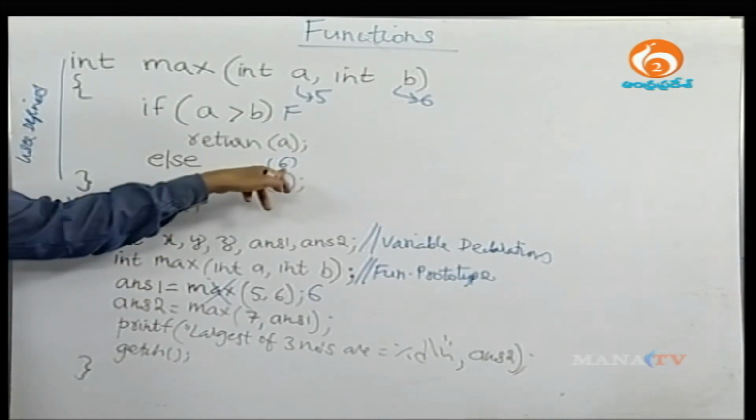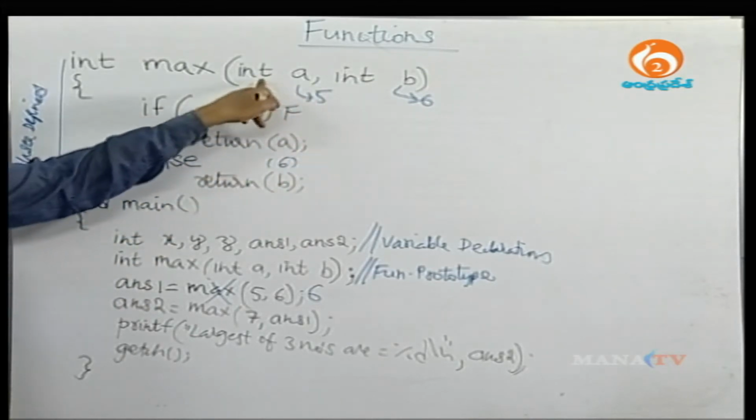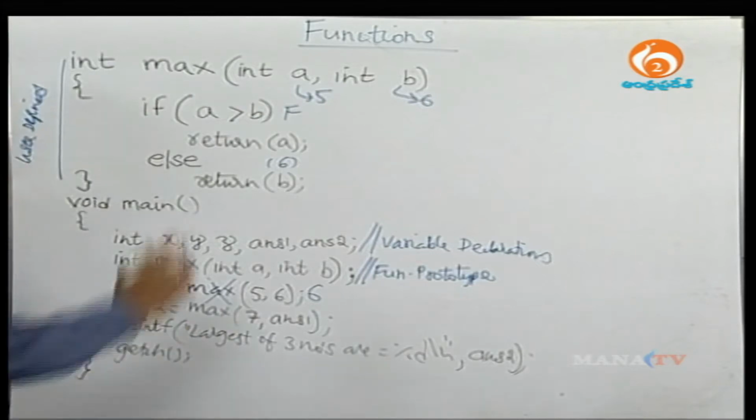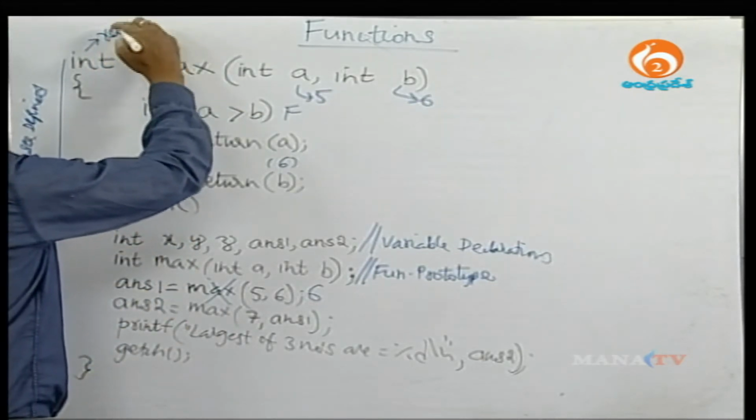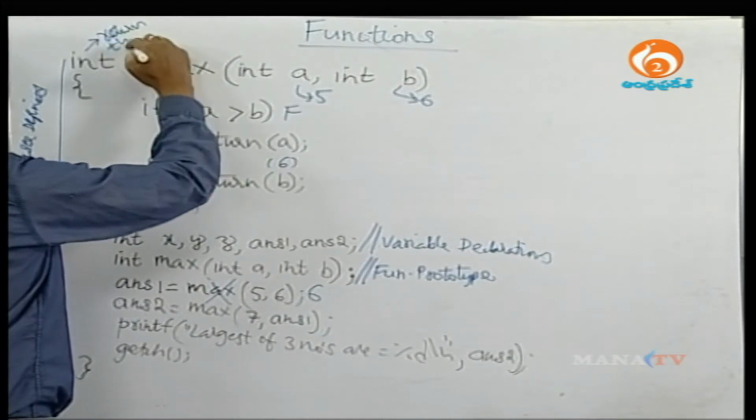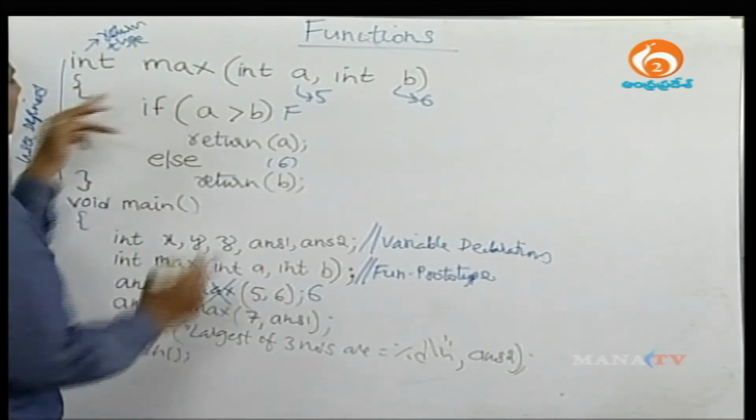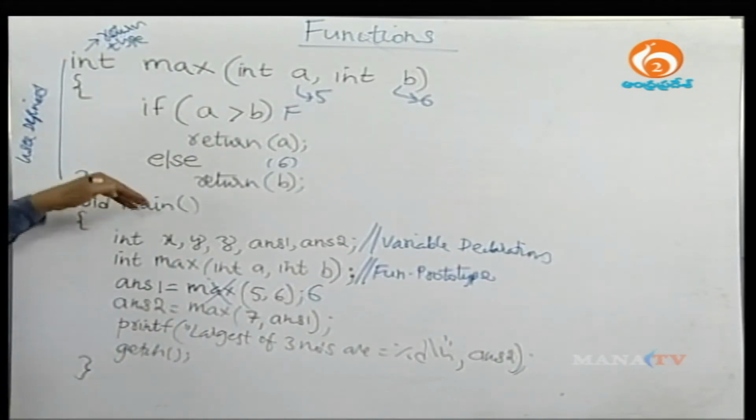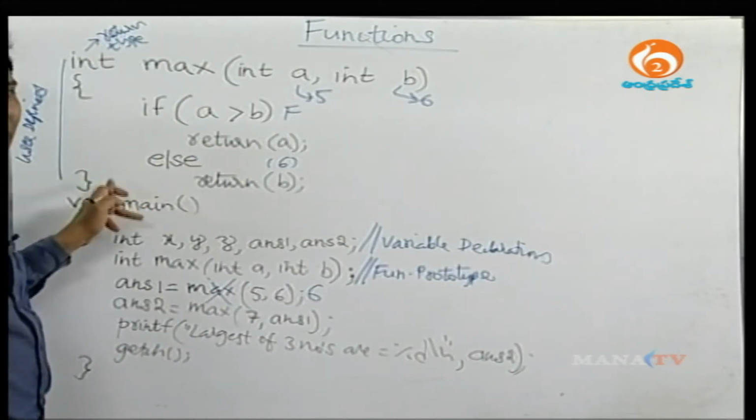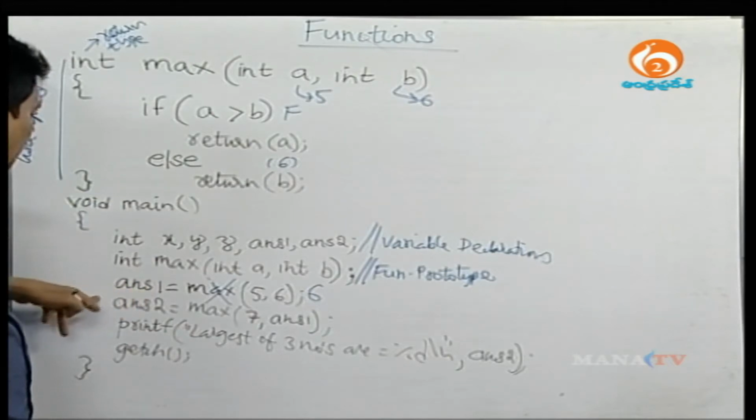So 6 is stored into answer 1. We are sending the 6, 6 is nothing but an integer, so the return type is integer. This is the return type, and this is the name of the function, the function name. This is the end of the max function, closing. Now the control execution starts from here.